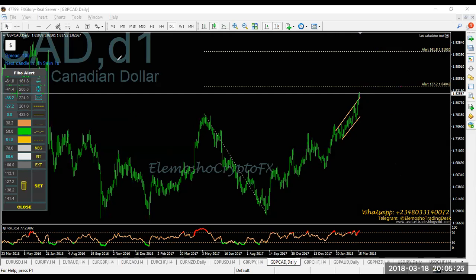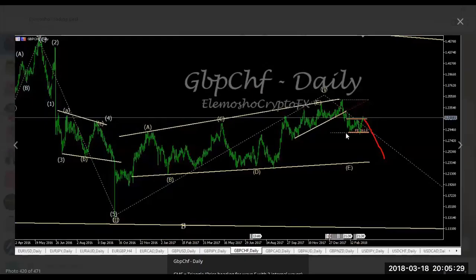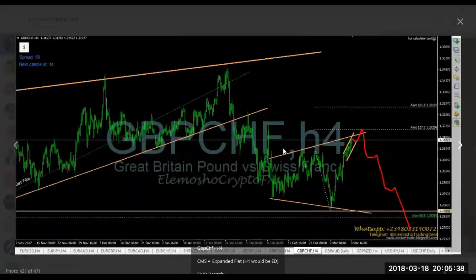So let's go to the next pair. The next pair right there is the GBP CHF, the pound franc. And I told you guys that I was expecting price to go down from here based on this correction phase that it was in. But I don't think that was what we got. And on the 4 hours time frame, I gave you the setup that it's supposed to go up a little, reject it around here, then come down.